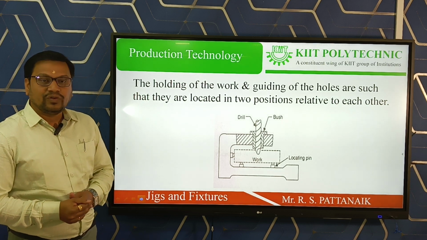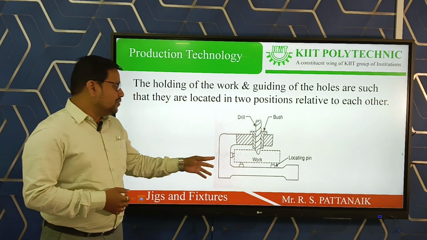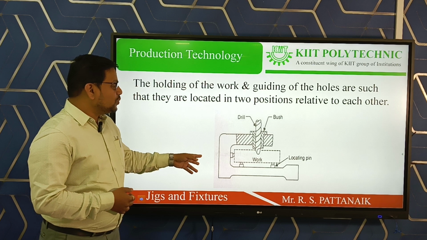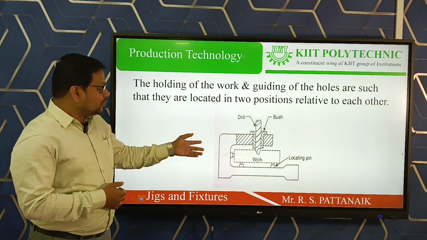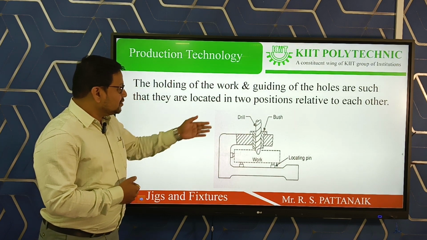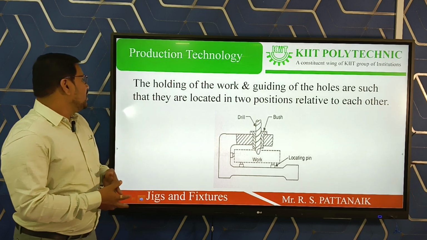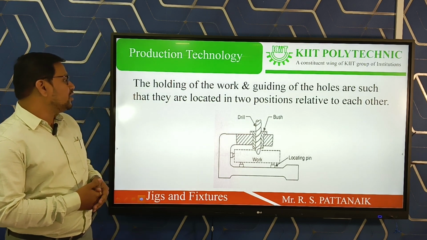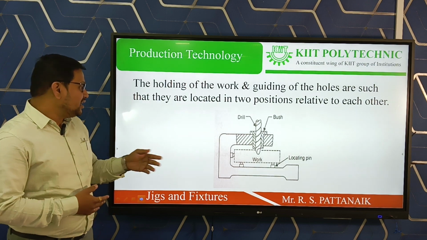Here in this figure we can see the workpiece is supported by the jig, and at the same time the jig is also guiding the drill bit. So the workpiece is supported by the jig and the drill bit is guided by that jig. The holding of the work and guiding of the holes are such that they are located in two positions relative to each other.